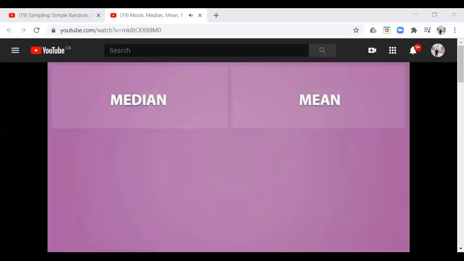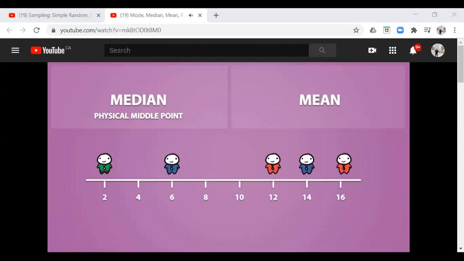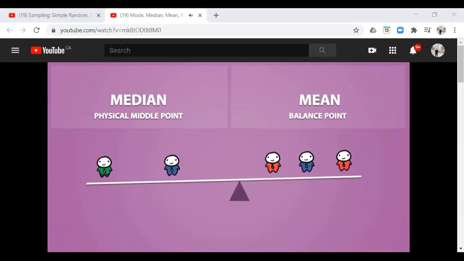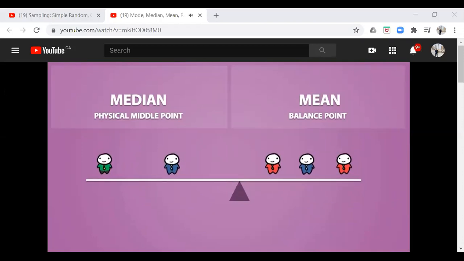Let's quickly compare the median and the mean. Both of these are measures of center, but they measure center in different ways. The median refers to the physical middle point, so for this dataset, the median would be equal to 12. Now the mean can be thought of as the balance point. If you calculate the mean for this dataset, you would get a value of 10. If these people were of equal weights, this is the position in which a seesaw would be balanced.